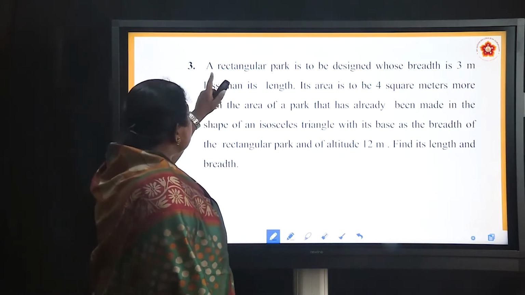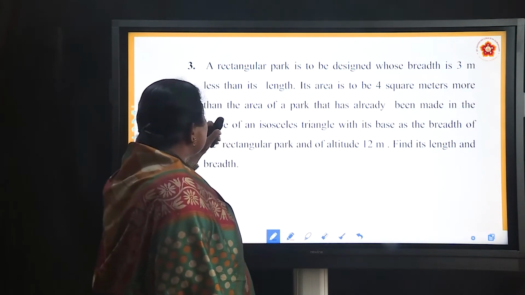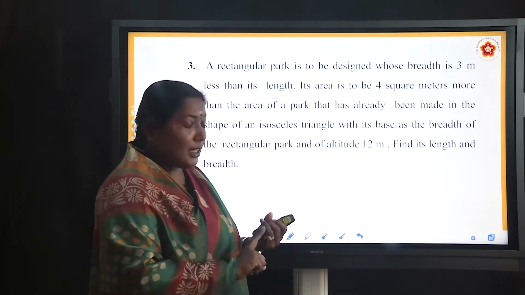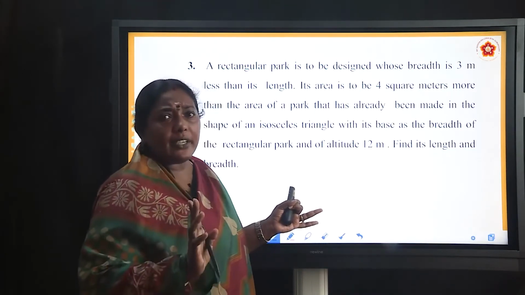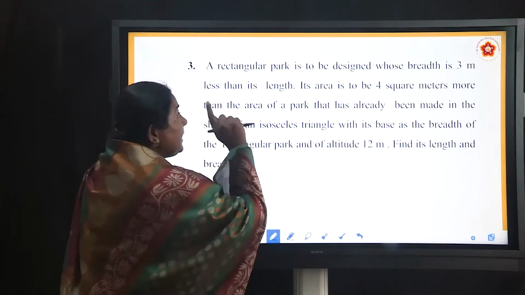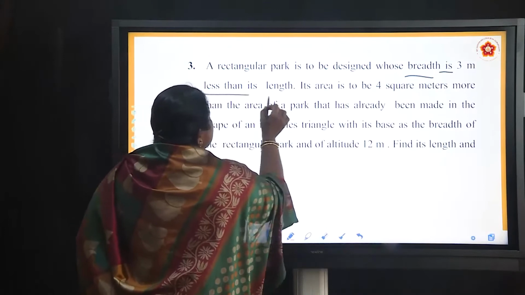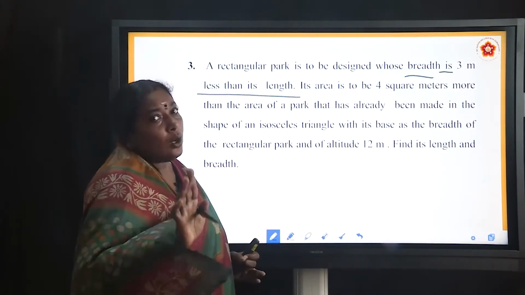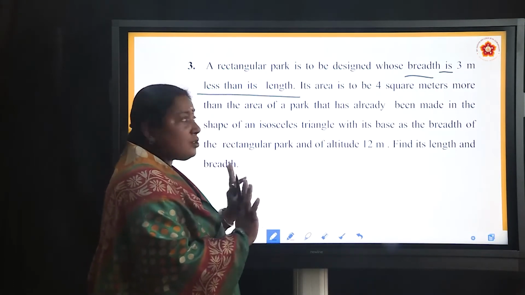So now the sum is, a rectangular park is to be designed whose breadth is 3 less than its length. So here also we have two variables, one is breadth and one is length. Does this question belong to linear equation of two variables or quadratic equation? Because it is given that the breadth is 3 less than length, that means one is depending on another. This question belongs to the quadratic equation. So we have decided that this question belongs to the 4th chapter.